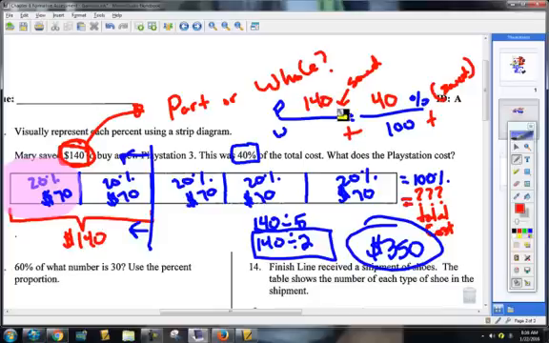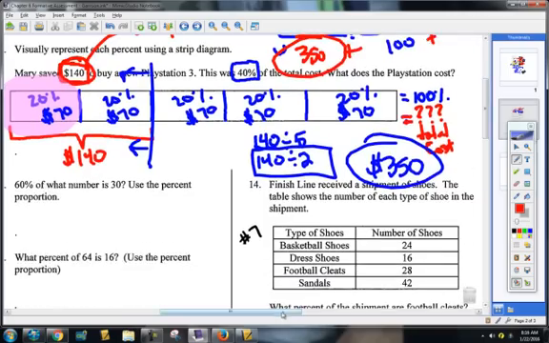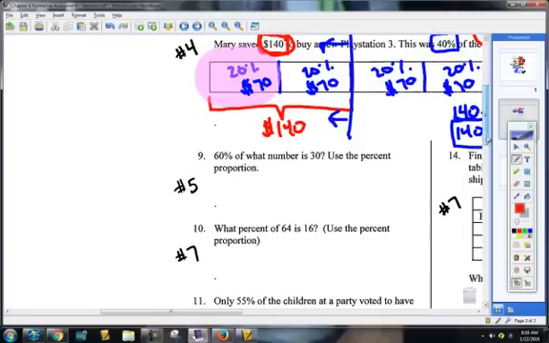But always should be checking with it. You are going to get $350 once again. Same way. Just confirmation that you did it right. Okay, number 9. You have to use a percent proportion here. If you don't, it is wrong. I got to put all my stuff on there.